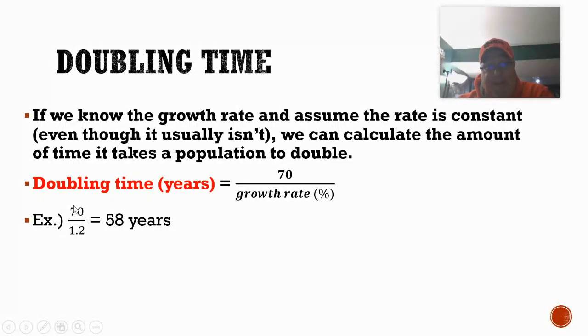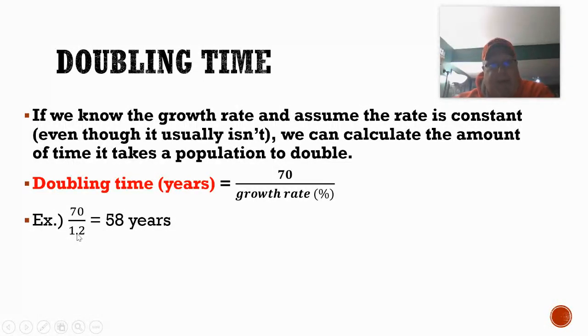So if we take 70 and divide it by that growth rate, what this tells us, and this is kind of scary, is the population of the world will be doubling in 58 years. So in 58 years, you guys might still be alive. I'll be gone. Hopefully, if I survive this COVID, anyway. But in 58 years, the whole planet is going to double. So if we've got 8 billion people right now, we're looking at over 15 billion people in less than 60 years. But again, that's assuming that this growth rate is not going to change.